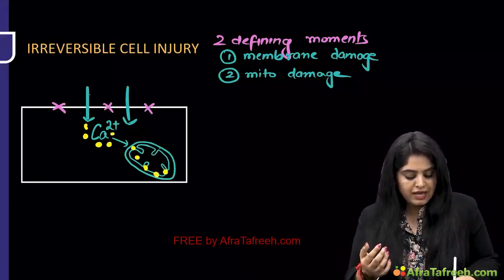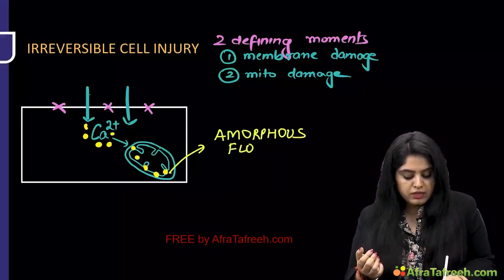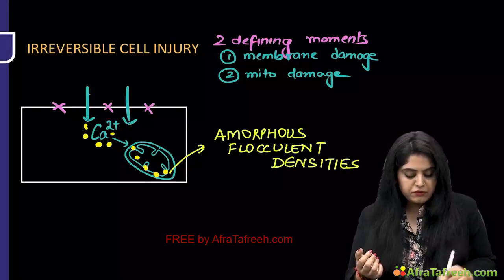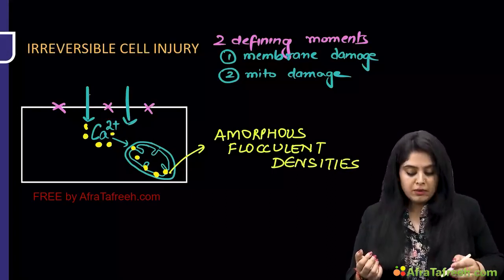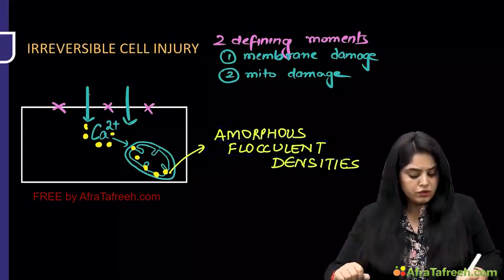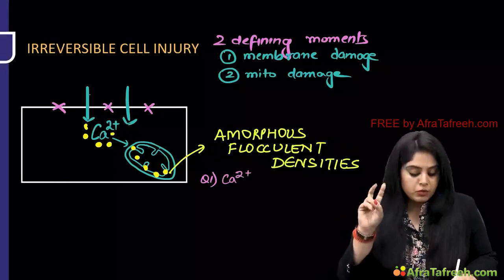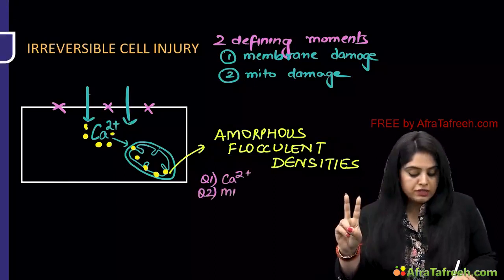What is this known as? This is referred to as amorphous densities, or if you want to know the full name from your previous years, it is amorphous flocculent densities. What do you have to know about it? Please note, flocculent densities. I'll ask you 3 questions and you're sorted. Question number 1, what is it made up of? It is made up of calcium.